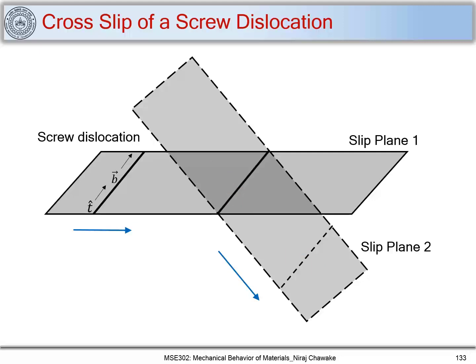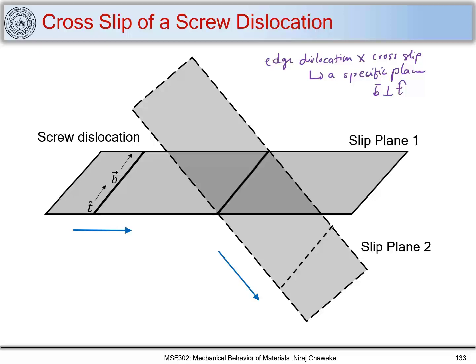As I mentioned, let me write it down. Edge dislocation cannot cross slip. Why? Because it needs a specific plane. It cannot glide on any plane. Why does it need a specific plane? Because the Burgers vector is perpendicular to the tangent vector. So an edge dislocation will never cross slip, while a screw dislocation cross slips.